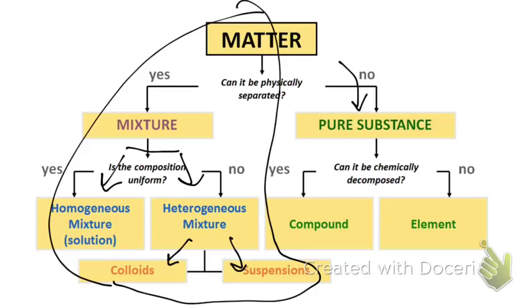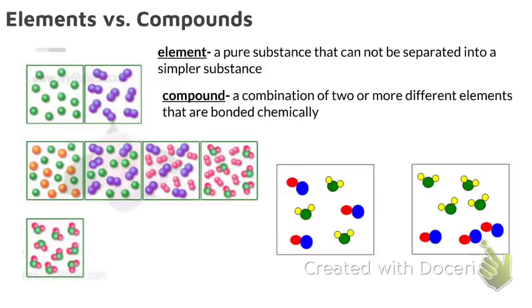So let's go down this route and talk about pure substances. There are only two types of pure substances: compounds and elements. An element is a pure substance that cannot be separated into a simpler substance, and elements are found on the periodic table. So here we have an example of elements. Notice they're all the same, and so these are elements.